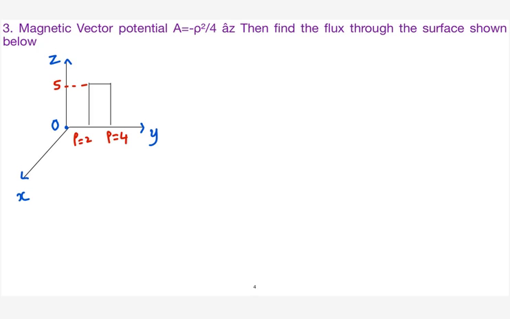So see the question. There is a magnetic vector potential given, then find the flux through the surface shown below. So you need to find out the flux which is passing through this surface. There is a magnetic potential given and you need to find out the magnetic flux.